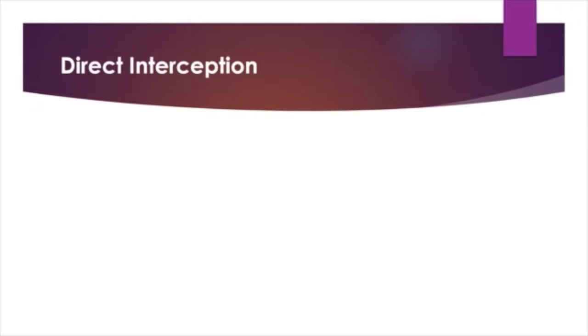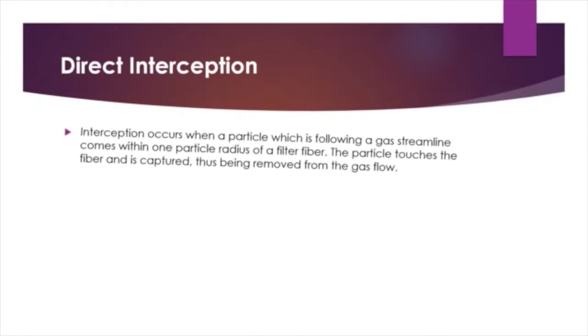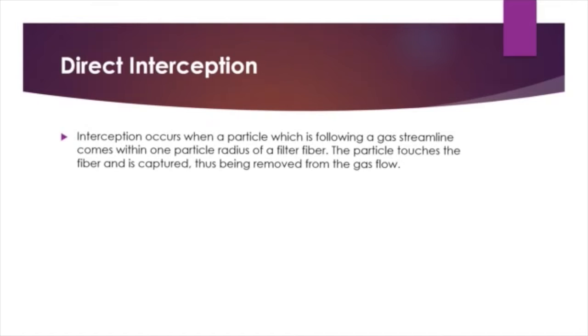Direct interception. Interception occurs when a particle, which is following a gas streamline, comes within one particle radius of a filter fiber. The particle touches the fiber and is captured, thus being removed from the gas flow.